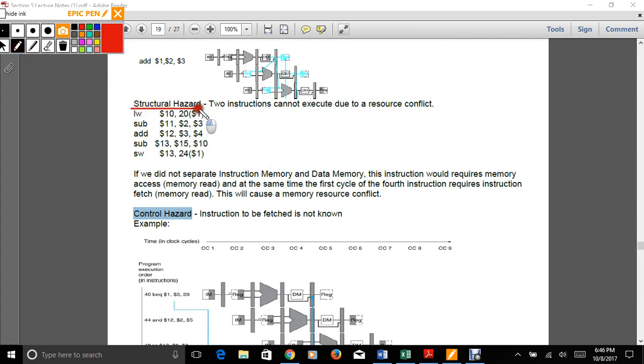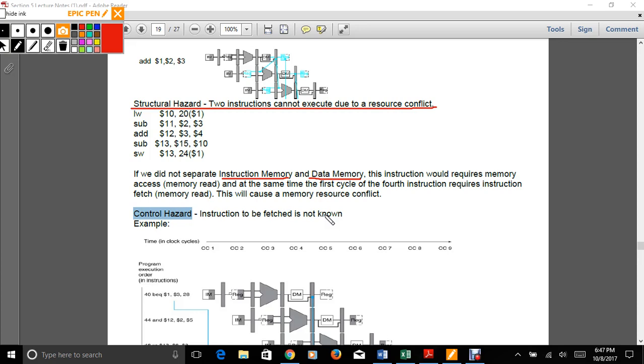So here, a structural hazard, 2 instructions cannot execute due to a resource conflict. So here's why I told you at the beginning, when I first introduced the data path, that we have to separate the instruction memory and data memory. And the reason why is you have to prevent something called a structural hazard.